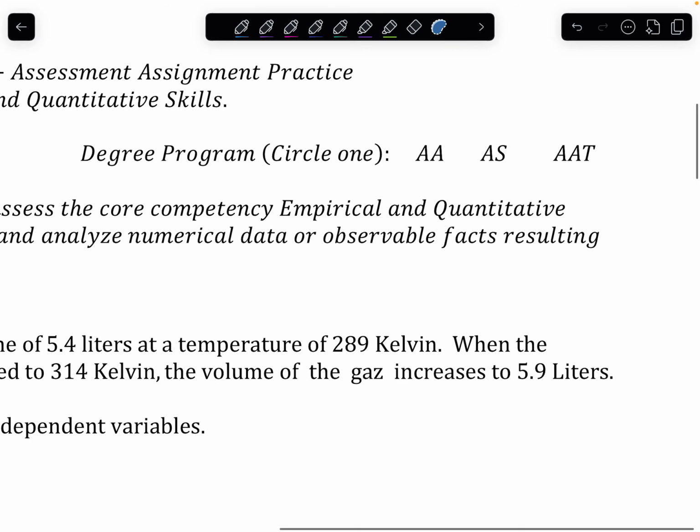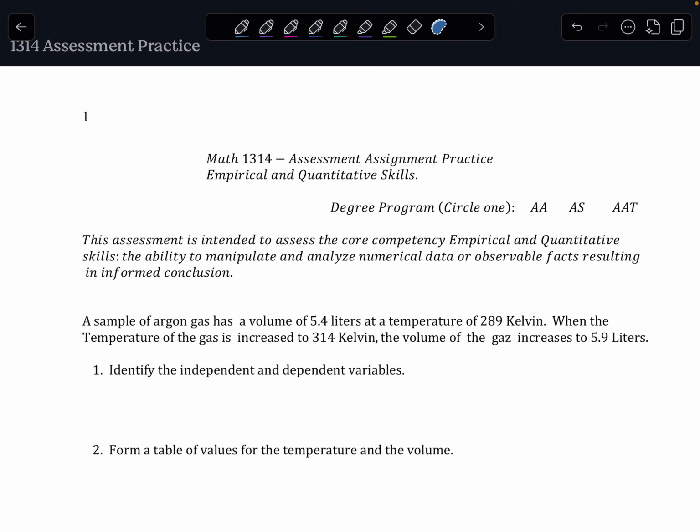Make sure you do choose your degree type. You've got the AA, Associate of Arts, the AS, Associate of Science, and the AAT, Associate of Arts in Teaching. If you're unsure, you can leave it blank, but do try to figure out which degree you have. For this problem, the top's not important to you.